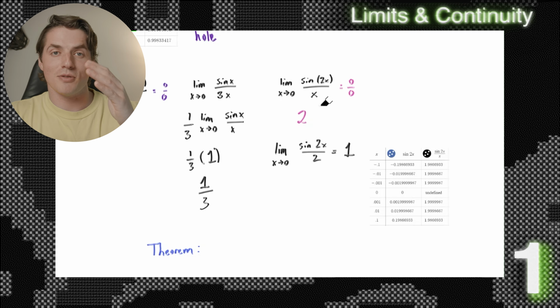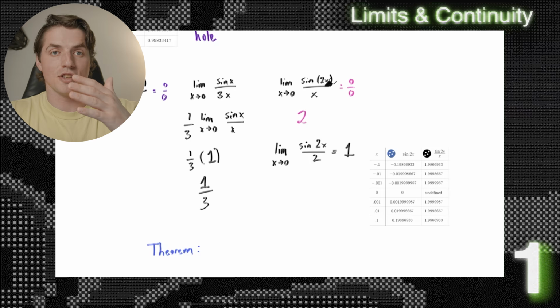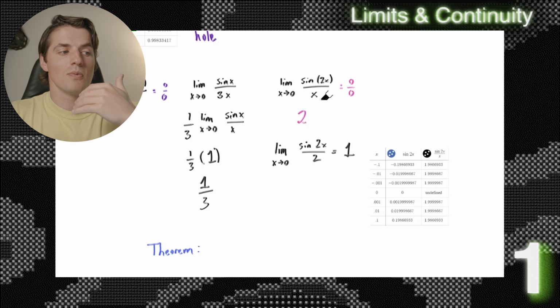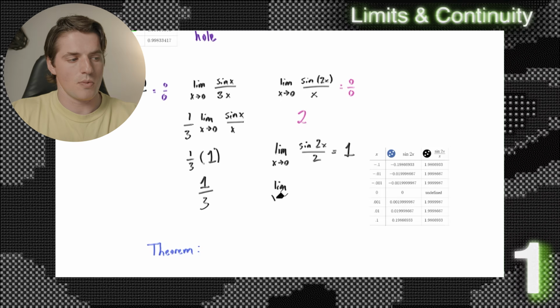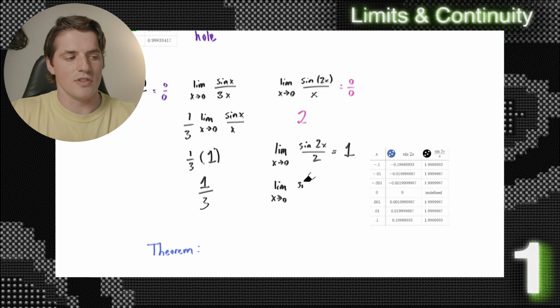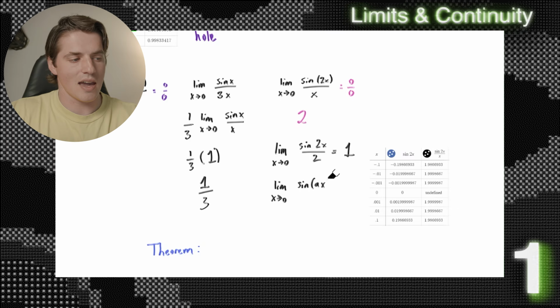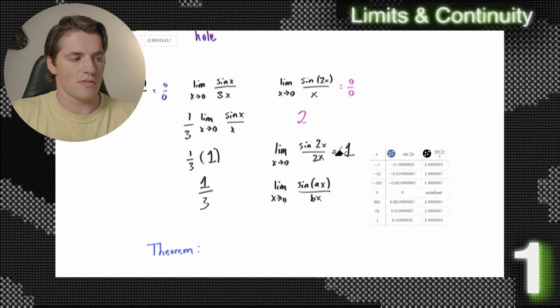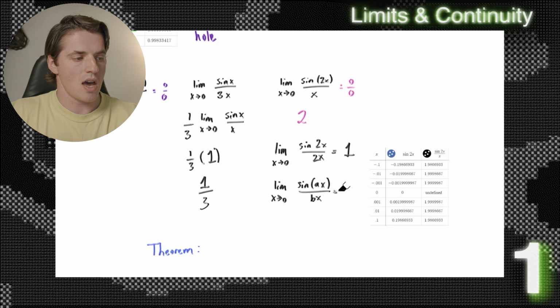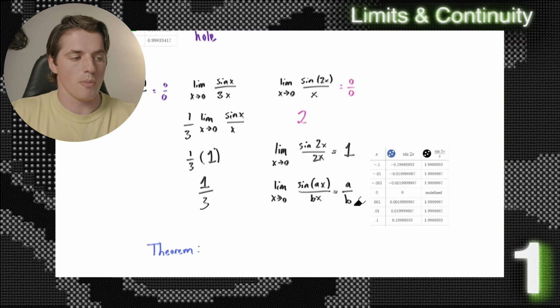So whatever the value is on the inside, the coefficient of the x value, we take that and we divide it by the coefficient of the bottom. So we have the limit as x goes to 0. If this was, say, sine of ax over bx, I left off the x there, this would be equal to a over b.